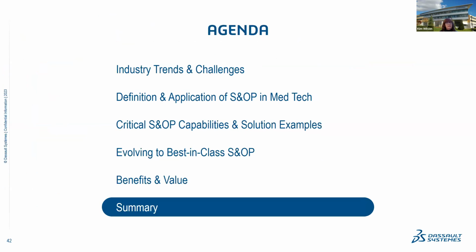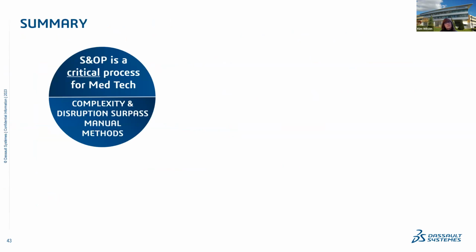So in summary, S&OP is a critical operational area, and it deserves attention. And with all the complexity and disruption that will continue to exist, manual methods just aren't going to cut it. So they really can't compete with S&OP. So if your organization is still using manual processes for demand and supply planning, using spreadsheets, then S&OP is something that should probably be higher up on your priority list.